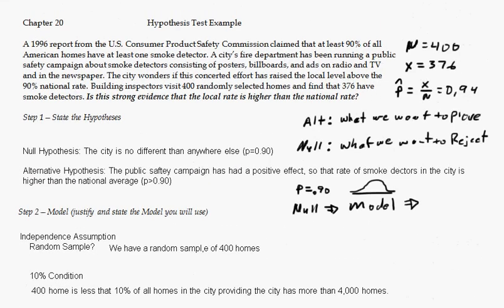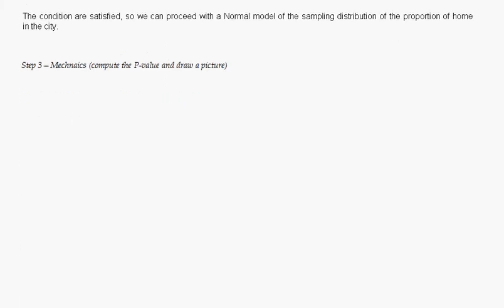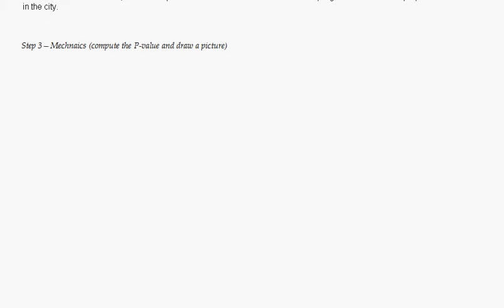All right, now we're at step 3, doing the computations. So again, this is this smoke detector problem. We've written our hypothesis statements and we've checked the conditions. So now we can create a normal model of what we would expect of a sample taken from this city. So this is where the rubber meets the road, so to speak, or you might say where the sample statistic meets the hypothesized model. So what that means is that we have, let's do a picture first.